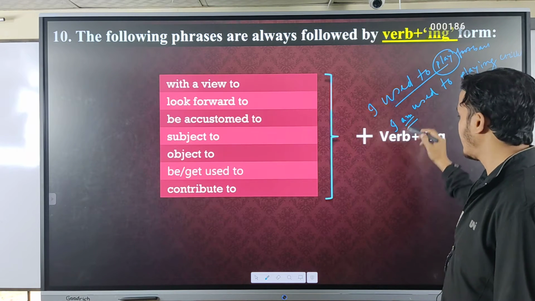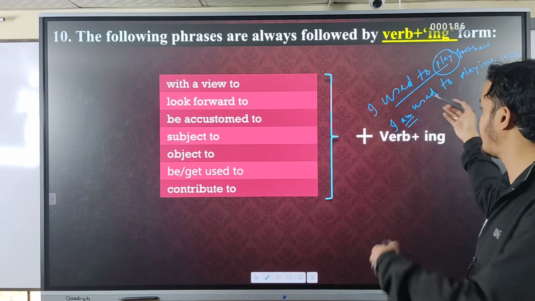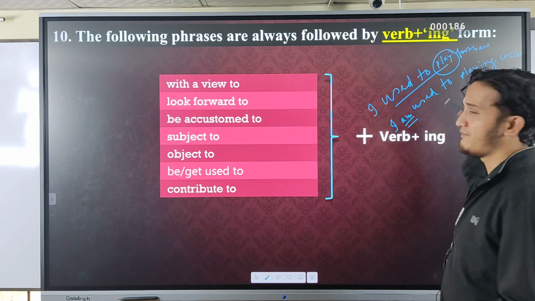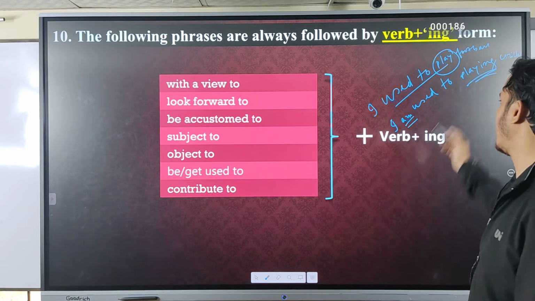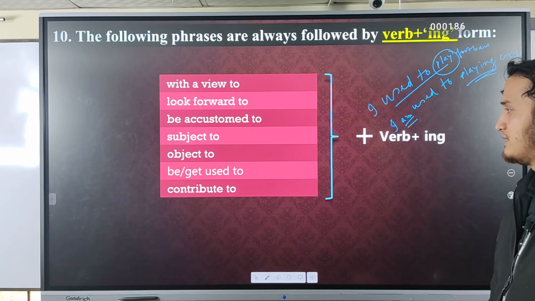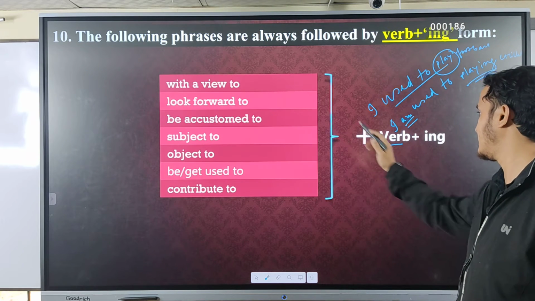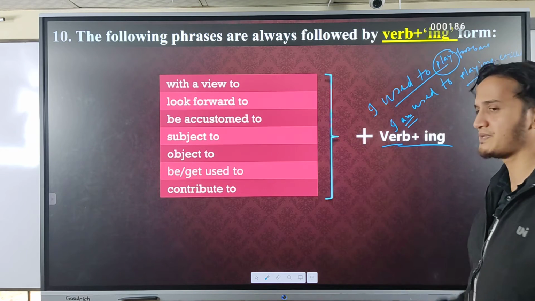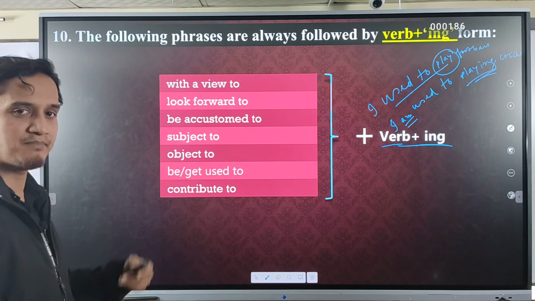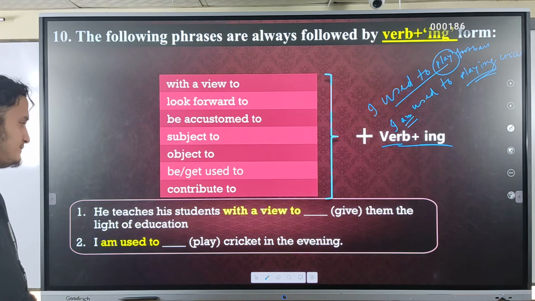But whenever I have been using a be verb just before the phrase used to, that is am, is or was, I have been transforming the following verb into present participle form, adding ing. So you can remember this technique, if you can, and then contribute to, etc. And you just remember that after these phrases the following verbs should be in the present participle form. Present participle form means verb plus ing. I have given two examples for you.